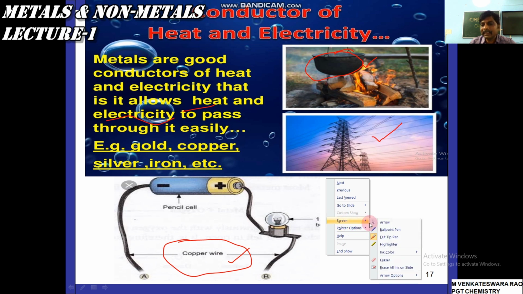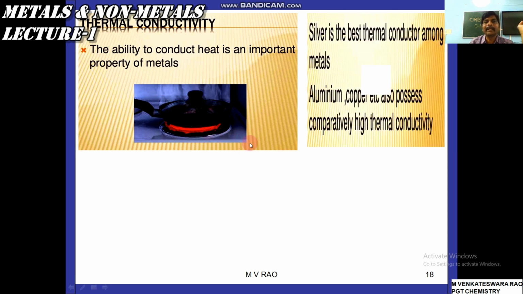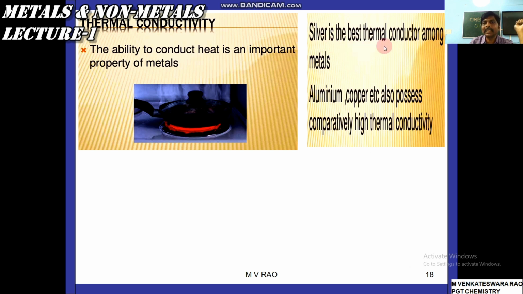So not only this one, there are some activities also related to thermal conductivity. The ability to conduct heat is an important property of metal. In cooking, when you touch the vessel at the other end while one side is cooking, you can find heat is transferred from this end to the other end. Silver is the best thermal conductor among metals. Which is the best conductor among metals? Silver. Aluminum, copper, etc. also possess comparatively high thermal conductivity.